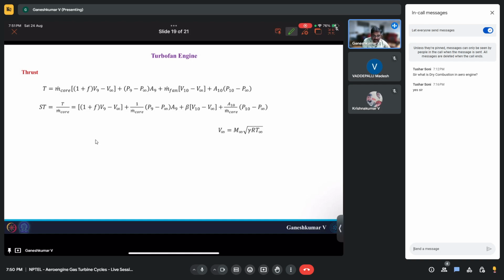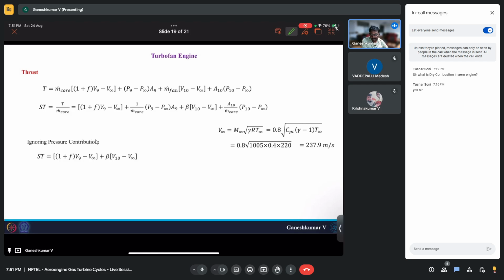Okay, but anyway, for that we need to find v infinity, and v infinity we can find from m infinity, and m infinity we already know it's 0.8. And you can substitute these relations over here and you will end up having v infinity to be 237.9 meters per second.